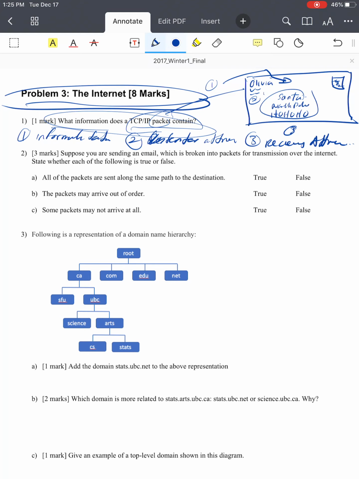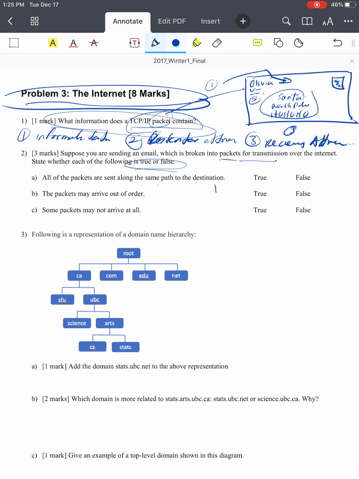Now 2, suppose you are sending an email which is broken up into packets for transmission over the internet. State whether each of the following is true or false. True or false questions. Remember what we said about true or false? Try to answer in both true and false angles. All the packets are sent along the same path to the destination.